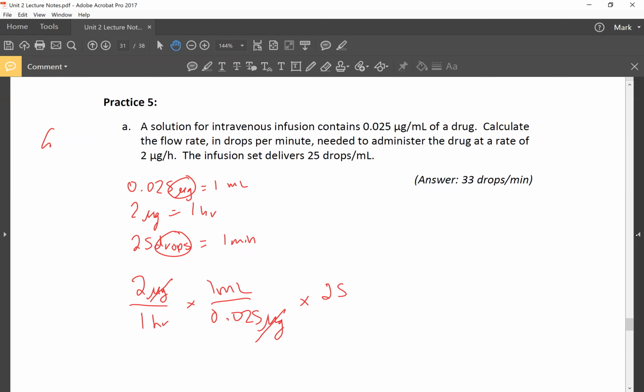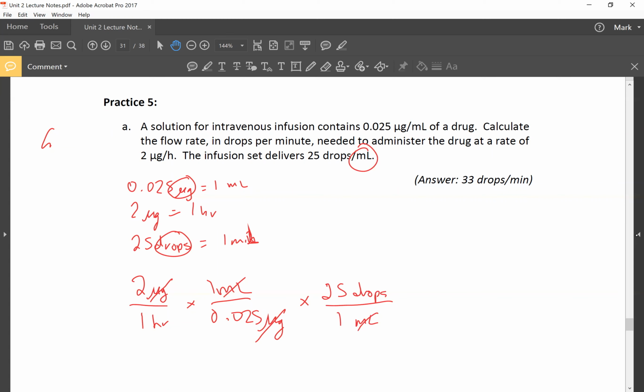Oh, this should be milliliters here. Sorry. There's 25 drops in 1 milliliter. This is milliliters here. Sorry, I said minute. It's milliliters, so my milliliters cancel. So now this calculation right here, I've converted micrograms to milliliters, and I've converted milliliters to drops.